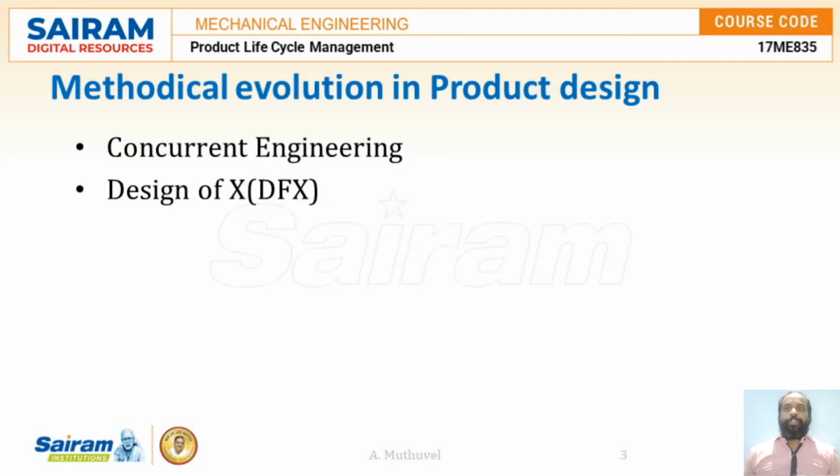Now we are going to discuss the methodical evolution in product design. The two major methodical evolutions in product design are concurrent engineering and design for X. Concurrent engineering is nothing but parallel processing, and design for X is nothing but all the assumptions or considerations while making your design. That is called design for X.